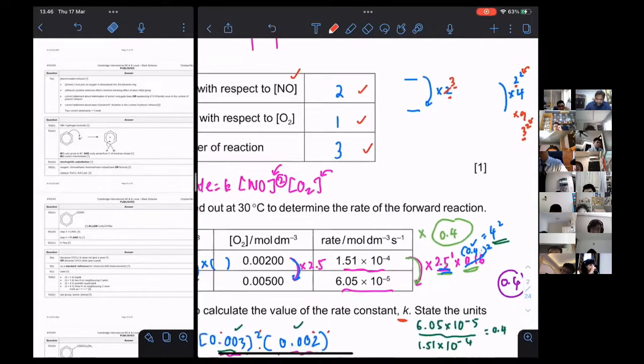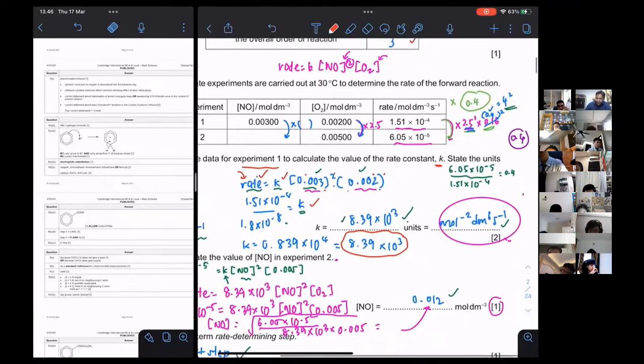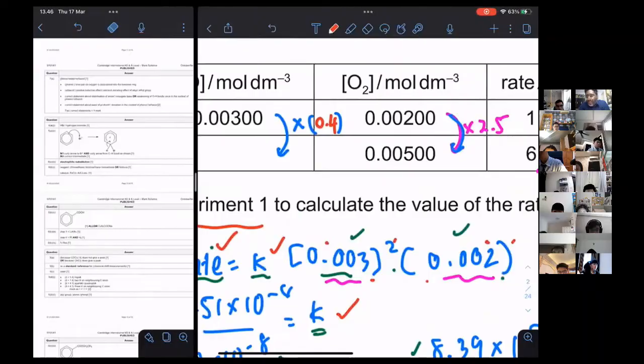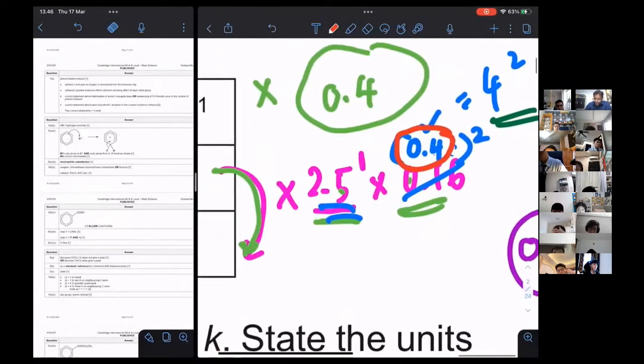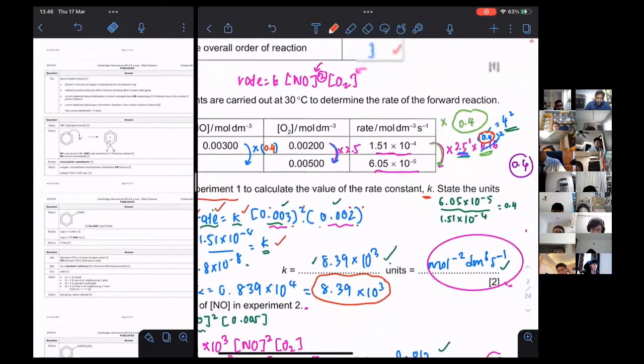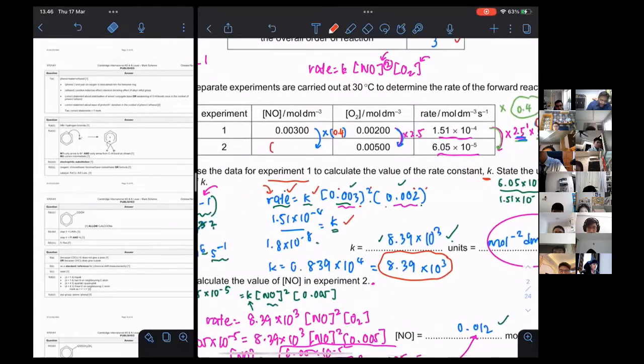So what am I expecting over here is, if this is 0.4 to the power of 2, then this is also going to be 0.4, but not to the power of 2. If I times by 0.4, then this one must be 0.4 to the power of 2. That is going to explain this is a second order reaction. Can you understand this, Christopher? Yeah.